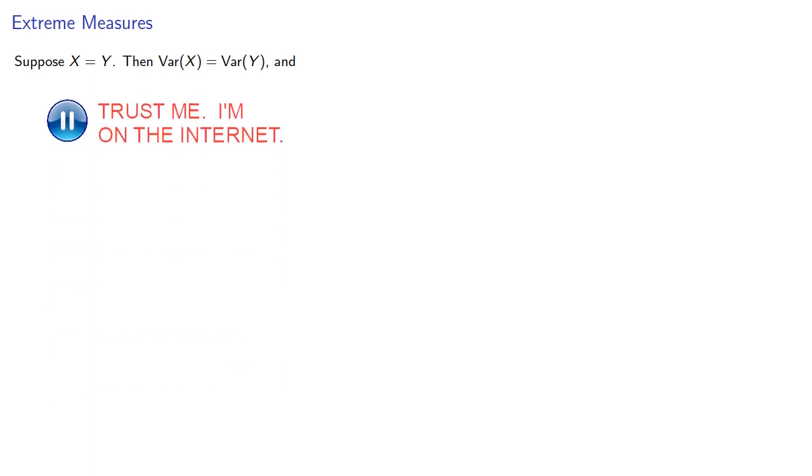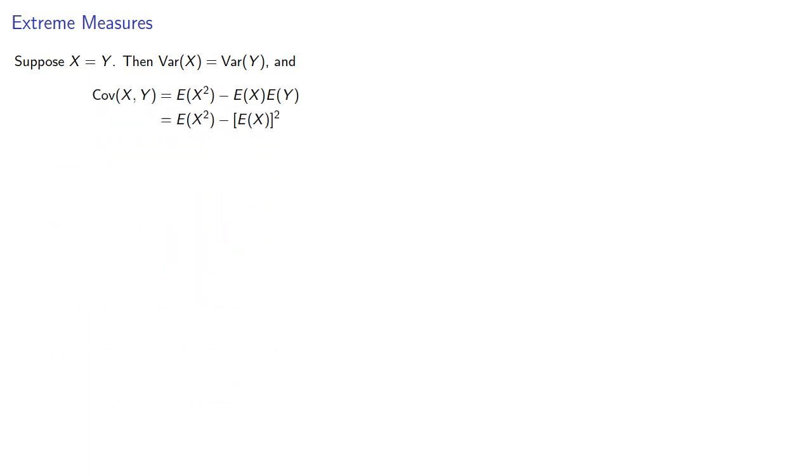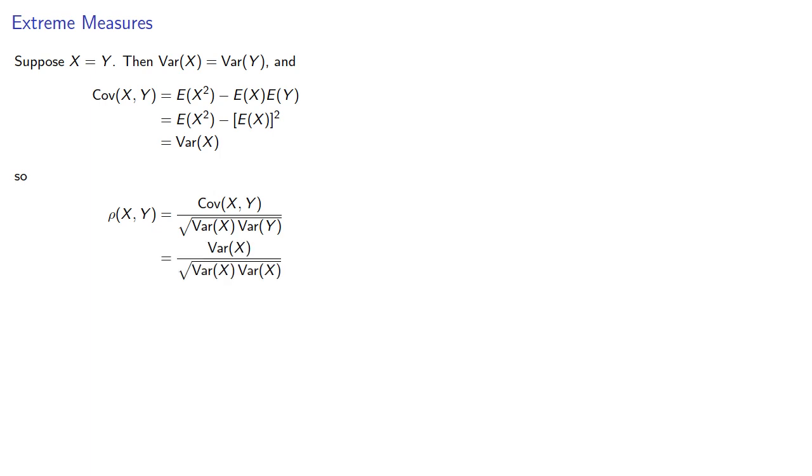So let's consider some extremes. Suppose x is always equal to y. Then the variance of x is going to be the variance of y. And so the covariance will just be the variance of x. And so the coefficient of correlation will be. And remember how the variance changes when we include a constant factor. Nothing would really change if x was some scalar multiple of y for any positive value.